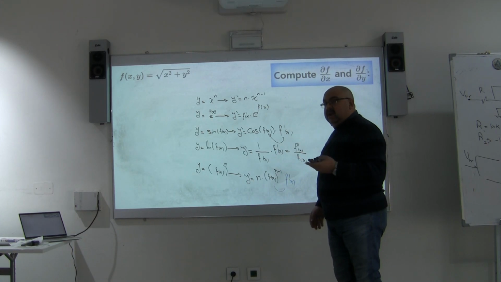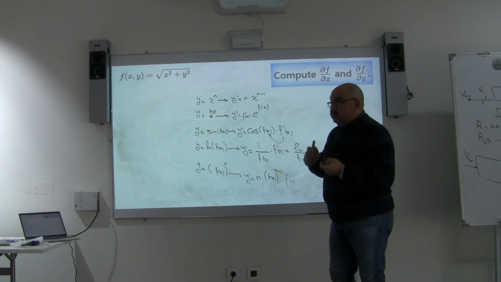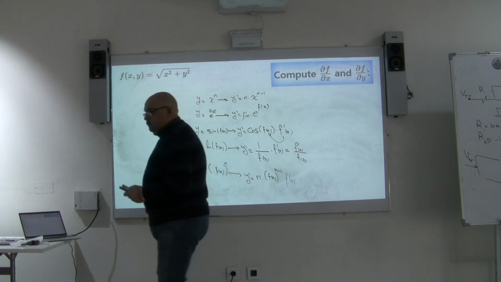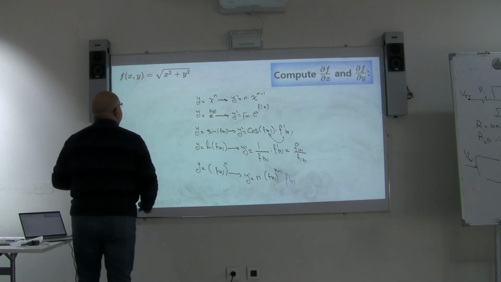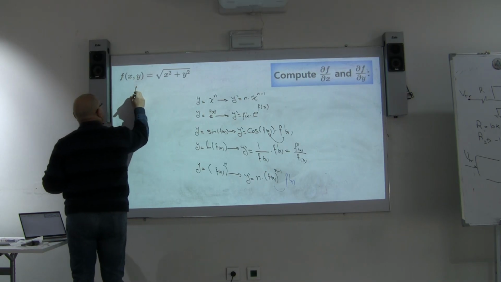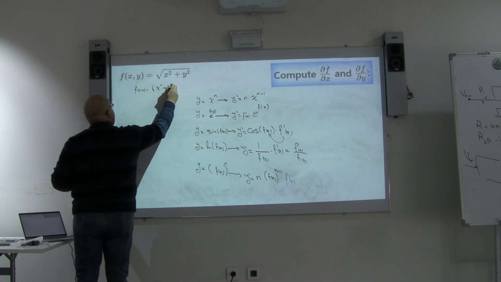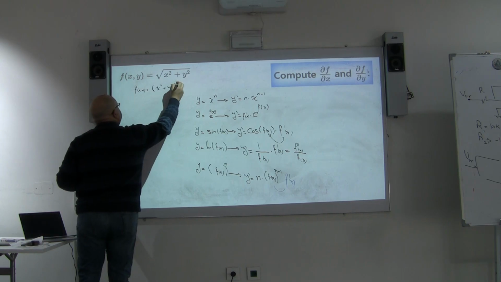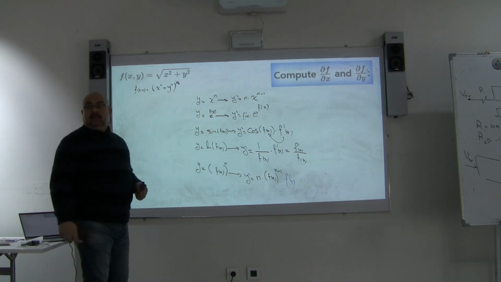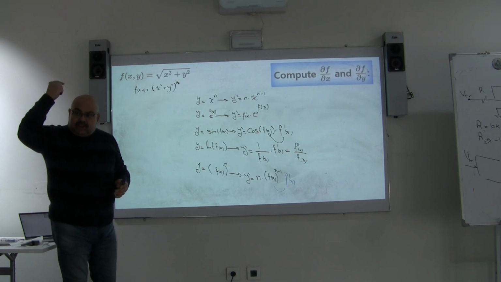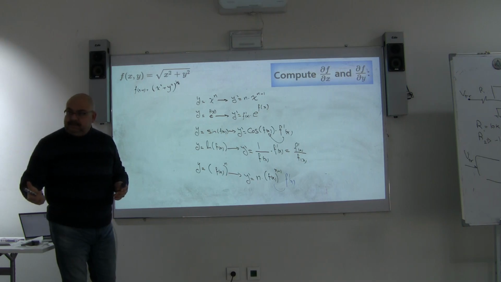Okay, now let's do our derivative. First of all, it's really worth it to put this function f of x and y equal to x to the power of 2 plus y to the power of 2, and the power is going to be 1 over 2, because you know that fractions in the power are roots.